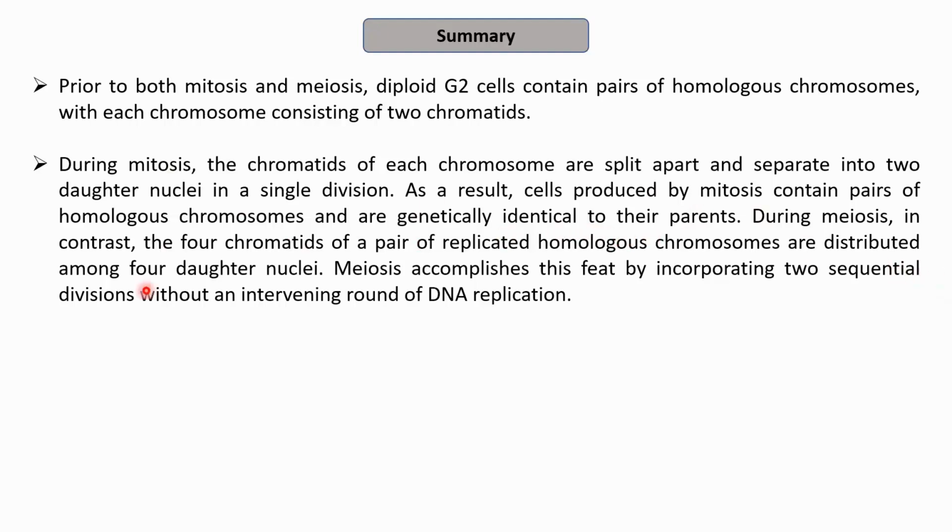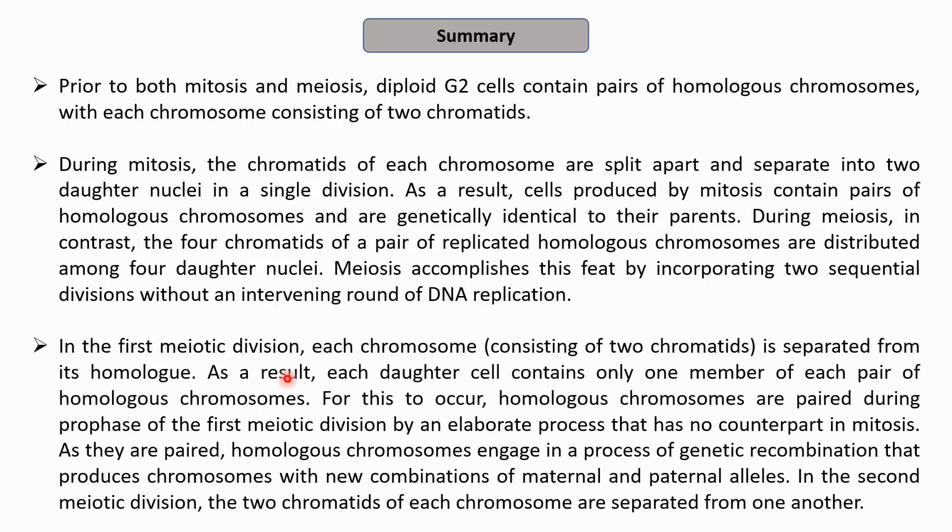However, in case of meiosis, the four chromatids of a pair of replicated homologous chromosomes are distributed among the four daughter nuclei, and meiosis accomplishes this feat by incorporating two sequential divisions without an intervening round of DNA replication. In the first meiotic division, each chromosome that consists of two chromatids is separated from its homologue. As a result, each daughter cell contains only one member of each pair of homologous chromosomes. Now, for this to occur, homologous chromosomes pair during the prophase of the first meiotic division, and that does not happen in mitosis.